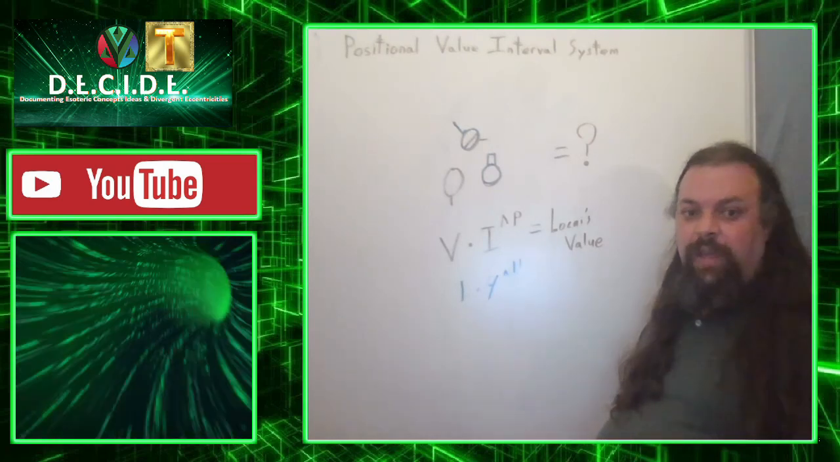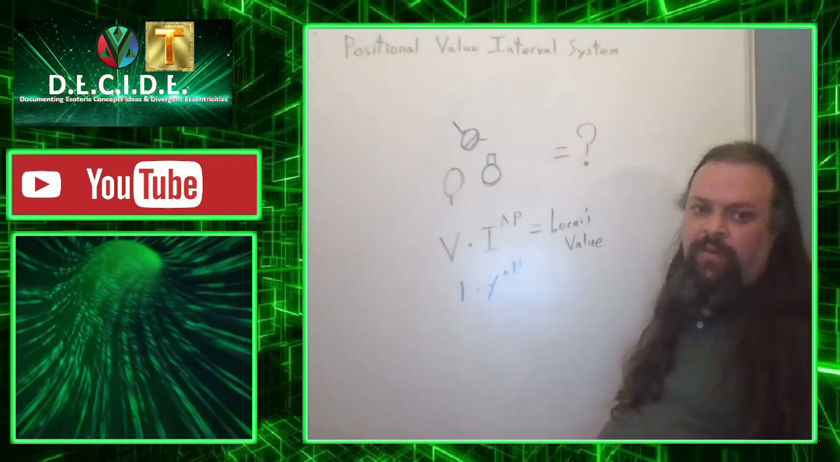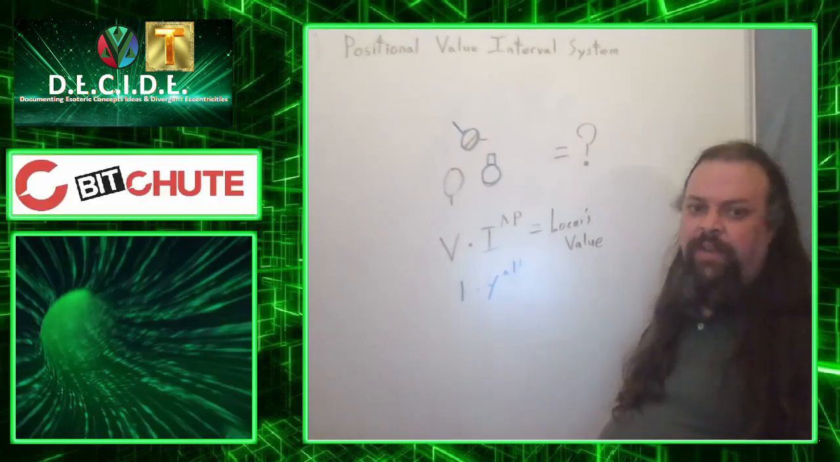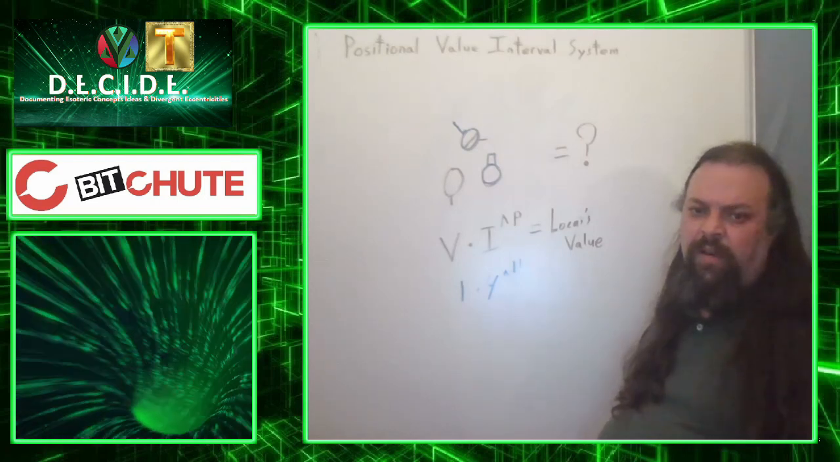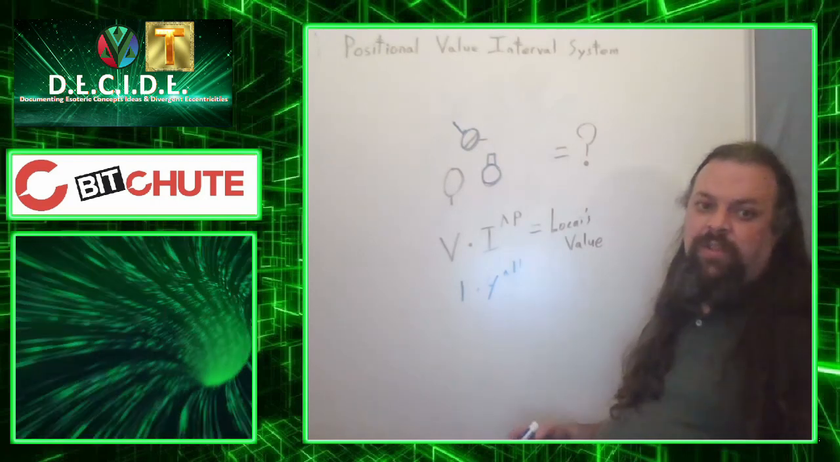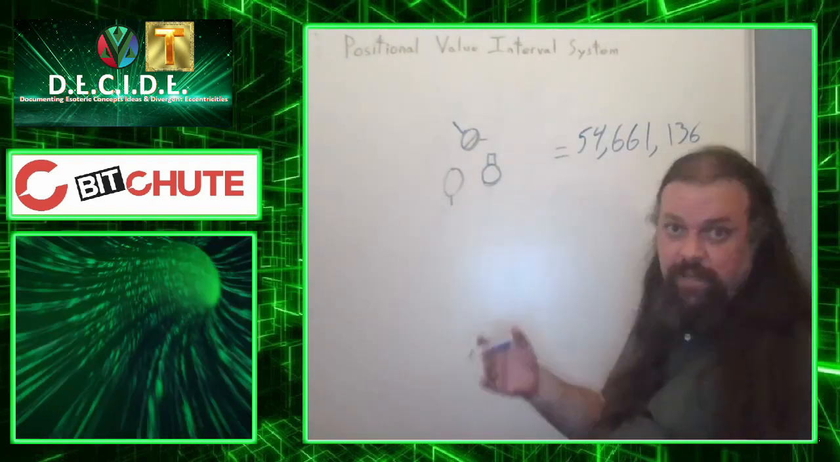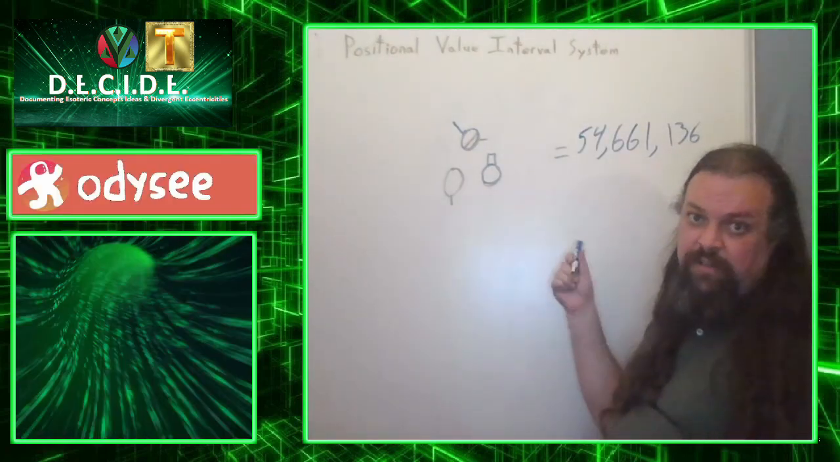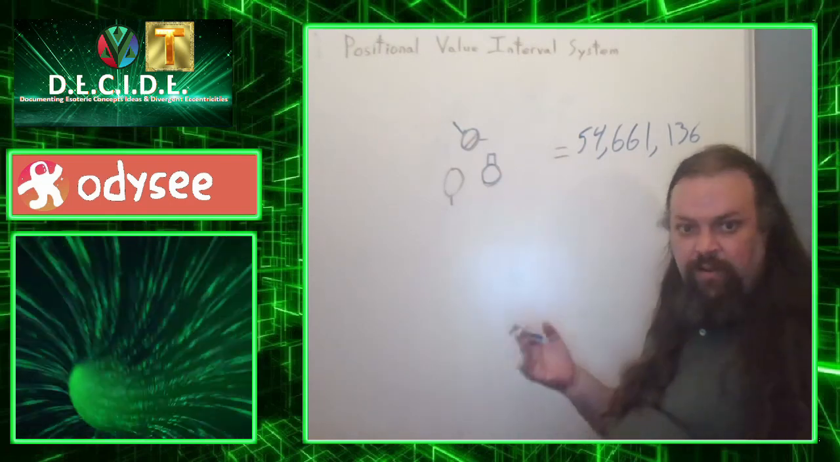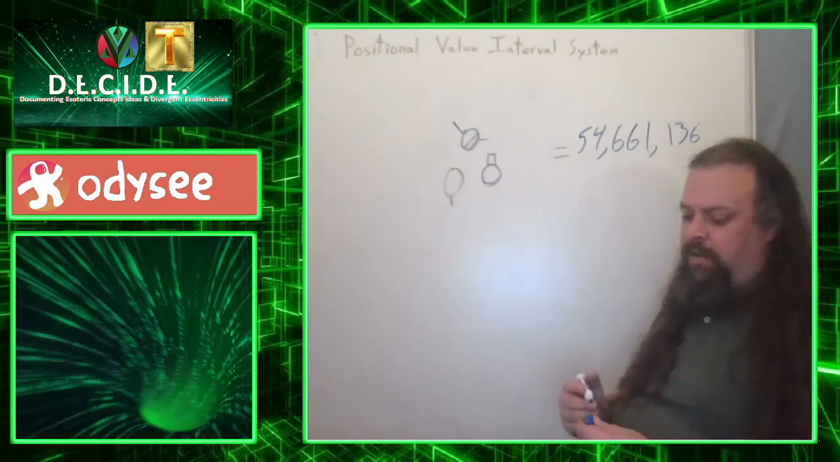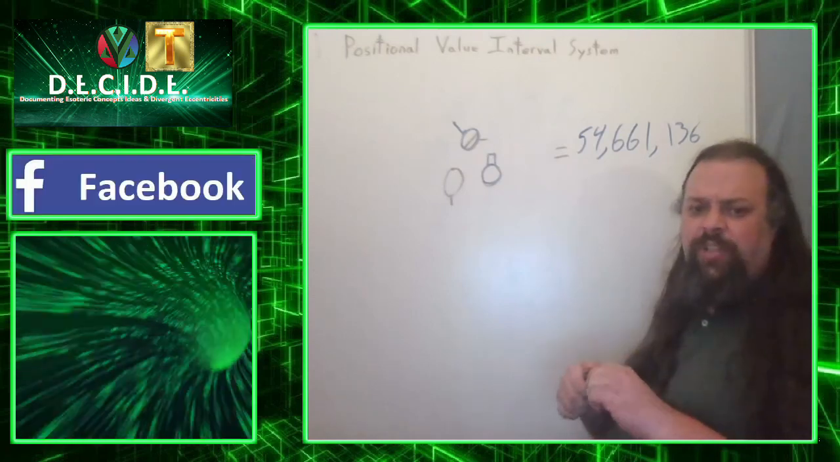Continue doing this for P at 8 at V equals 2, P of 6 at V equals 1, and finally P equals 2 at V equals 1. Total these all up, and you get 54,661,136 as your final decimal number. So hopefully that wasn't too hard.